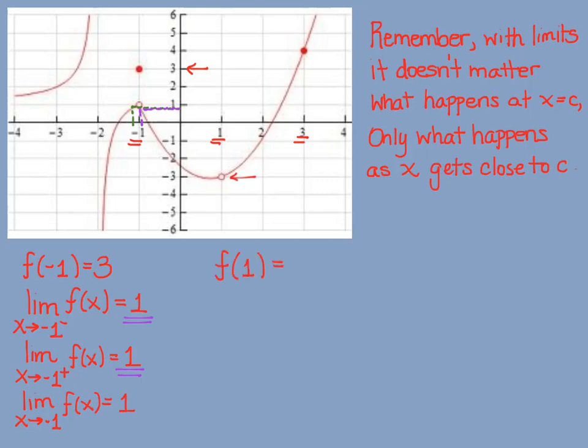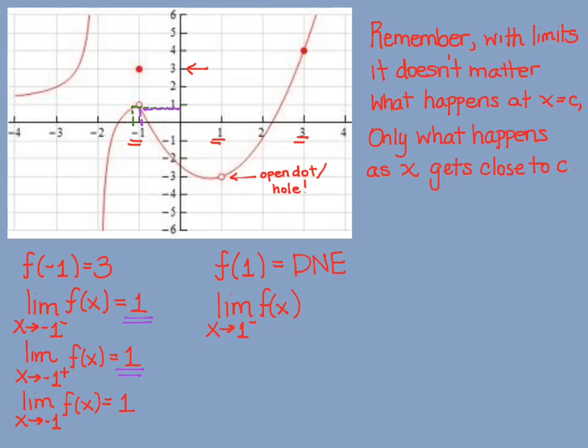Now let's try f of 3. Notice that if we trace up or down until we hit the curve, we're only ever going to see the open dot. Open dots mean that the function is not defined at that point. So, f of 3 does not exist.